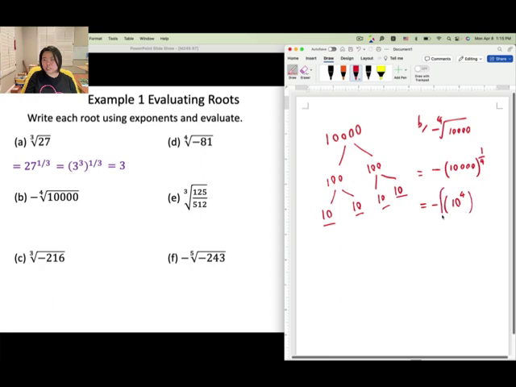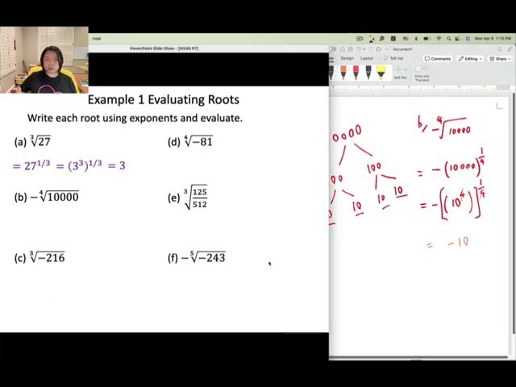Okay, and then at the end, I carry over the exponent here. Okay, right? And then when multiplied, I cancel out. So I'm left with negative 10. Okay, right? Good. Okay, try to do part C.